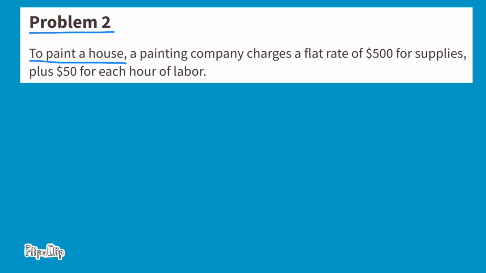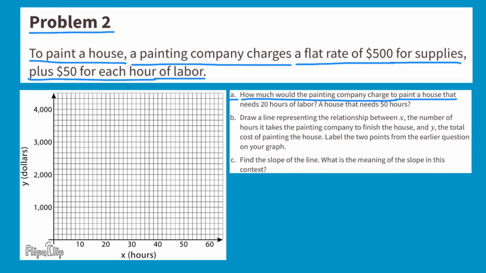Problem number 2. To paint a house, a painting company charges a flat rate of $500 for supplies, plus $50 for each hour of labor. A. How much would the painting company charge to paint a house that needs 20 hours of labor? A house that needs 50 hours of labor.